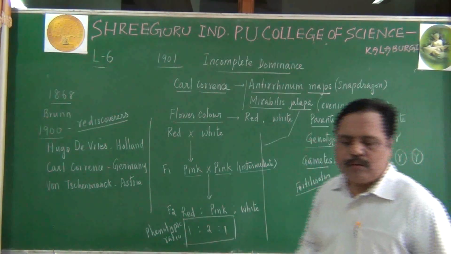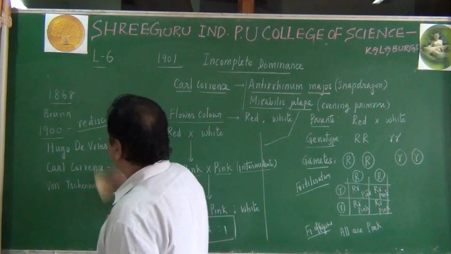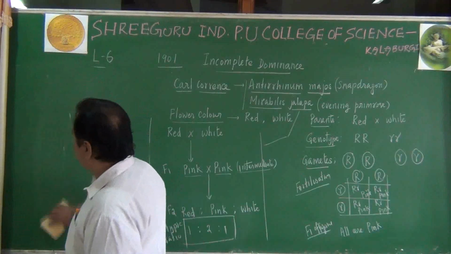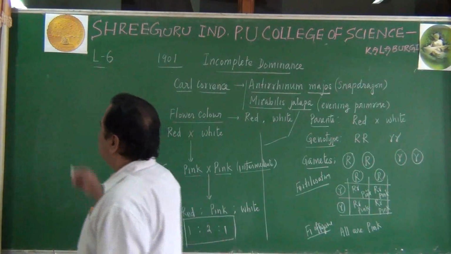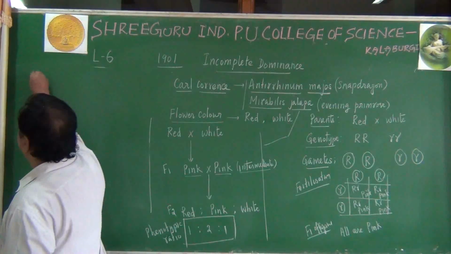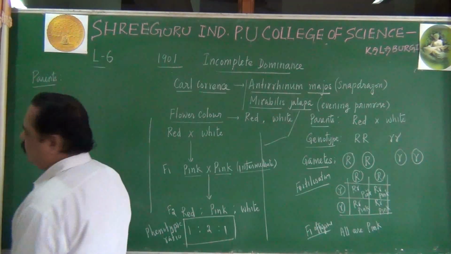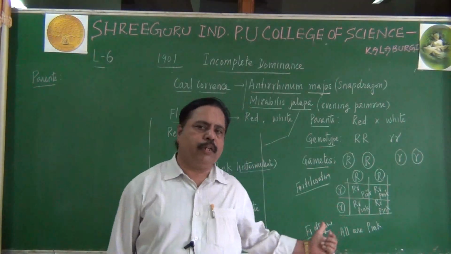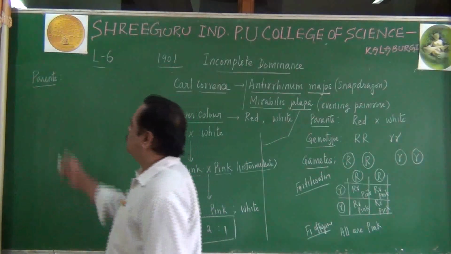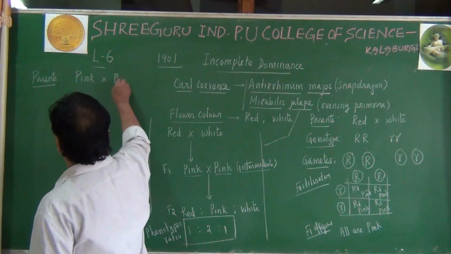Shall we go to the second generation? Okay, we shall see the second generation now. Listen to me. For the second generation, the offspring of the F1 generation have become the parents for the F2 generation. Who are they? Two pink varieties we are crossing.